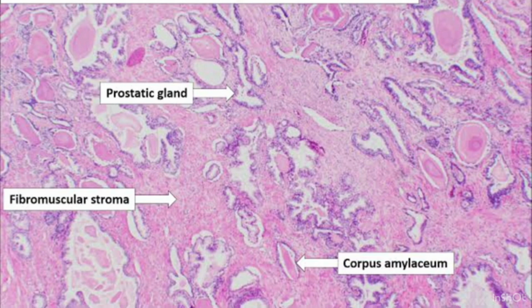And in that you can see there are glandular acini and ducts which have corpora amylacea, that is, a pink homogeneous eosinophilic material within the glands. So this is how a normal prostate gland looks. Now we can go to our topic.